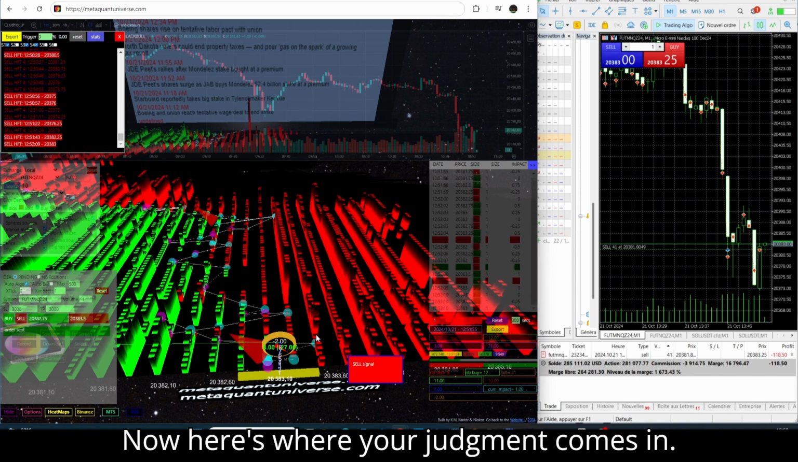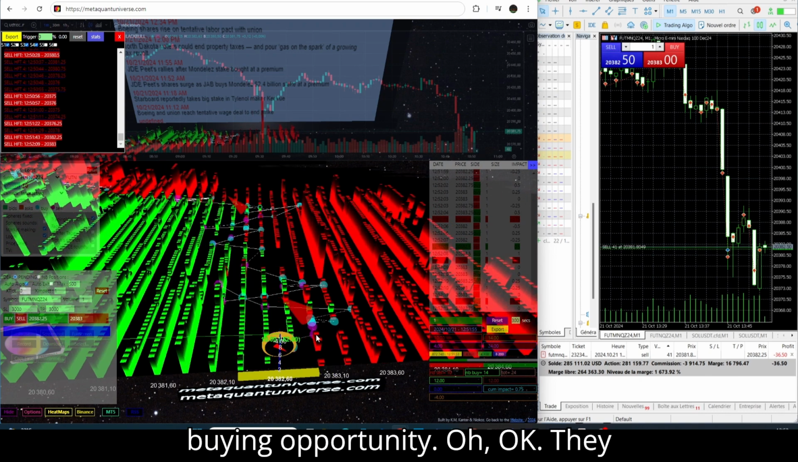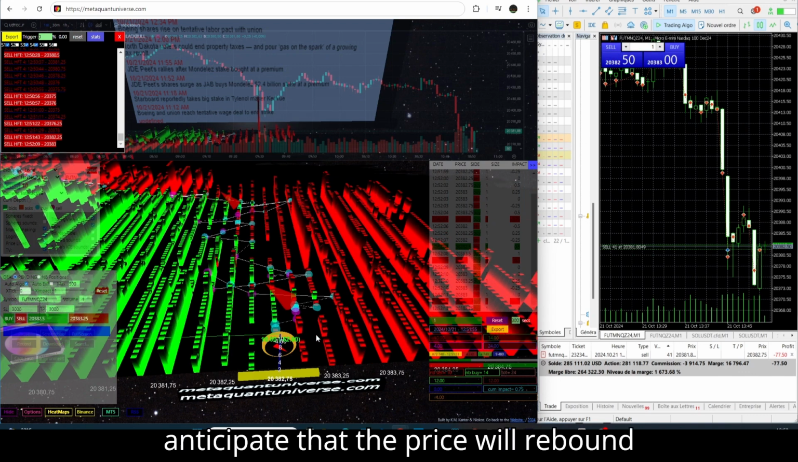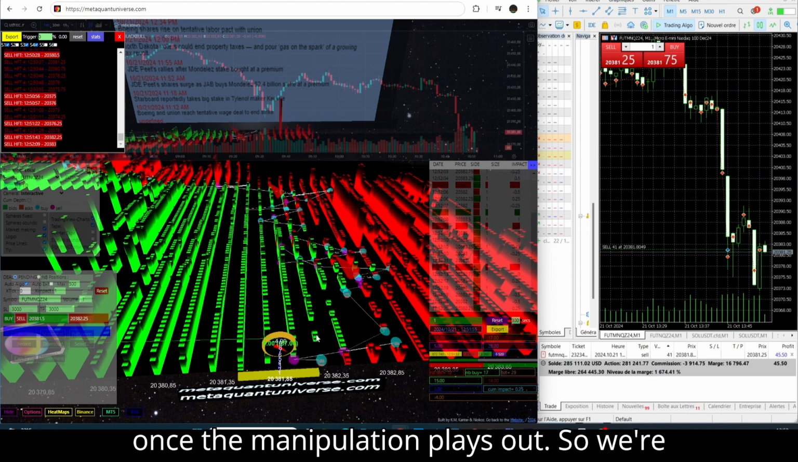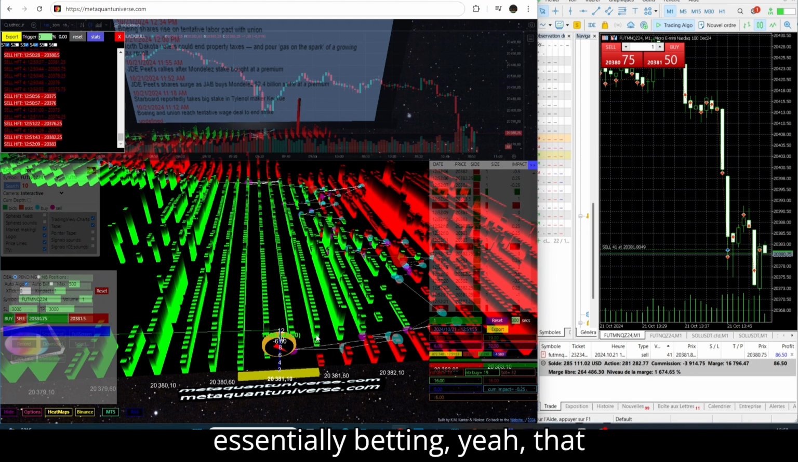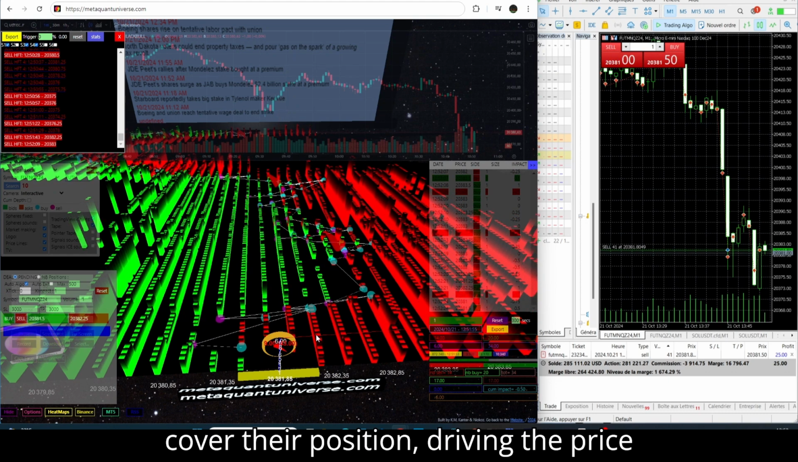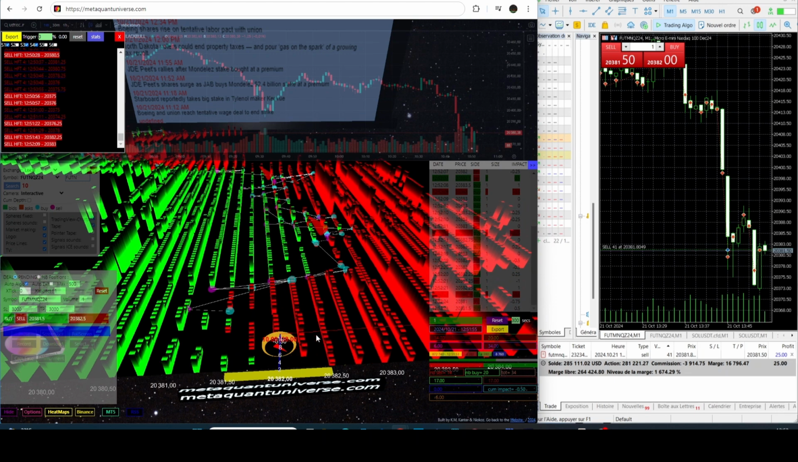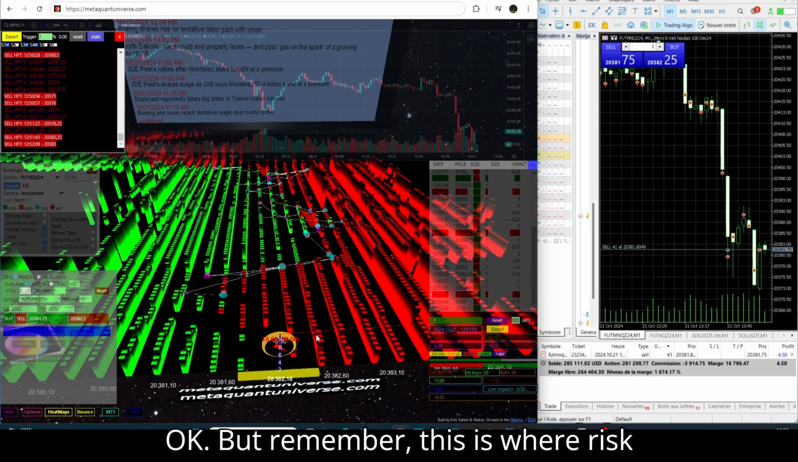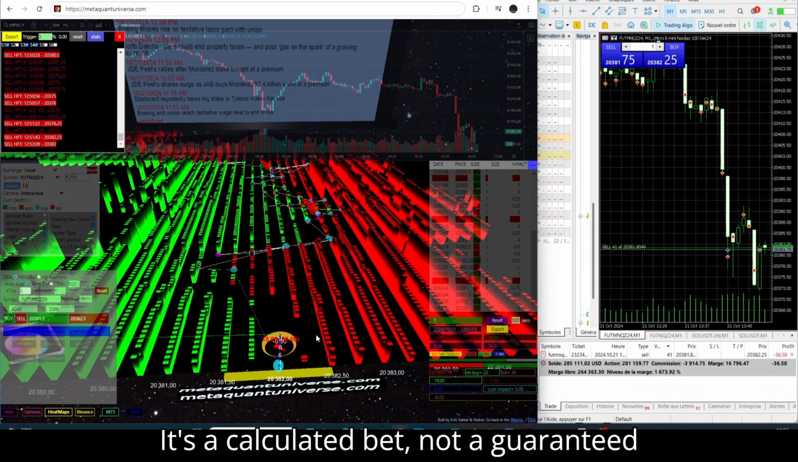Exactly. Now here's where your judgment comes in. Some traders might see this as a buying opportunity. They anticipate that the price will rebound once the manipulation plays out. So we're essentially betting that the market maker will eventually have to cover their position, driving the price back up. That's one possible scenario. But remember, this is where risk management is crucial. Of course. It's a calculated bet, not a guaranteed win.